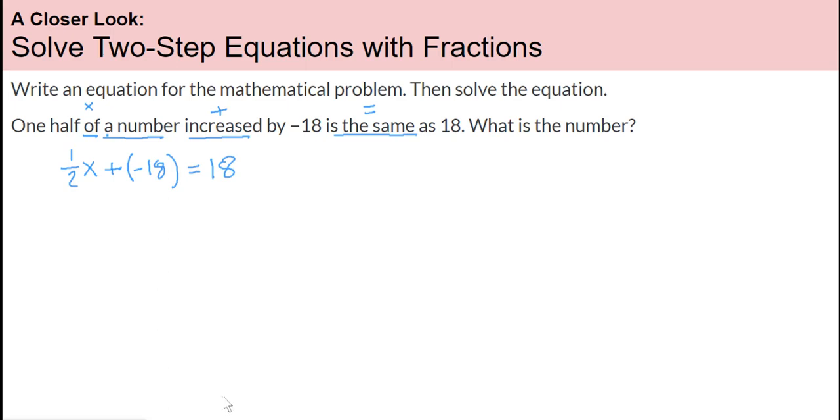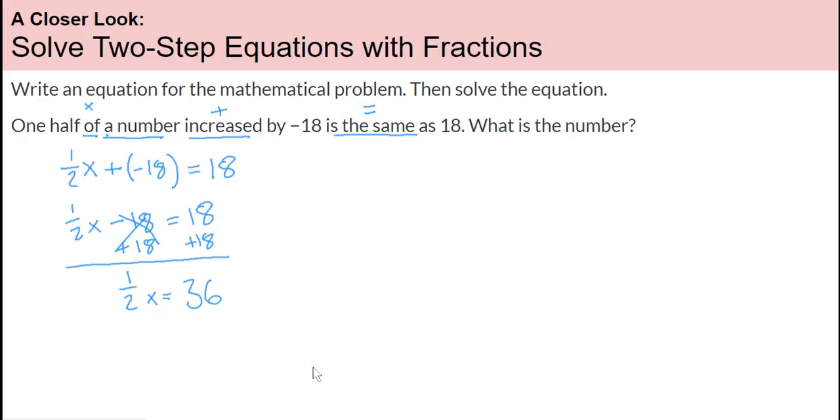What are you going to do first to solve for x? Well, the first thing I would do is rewrite the plus minus here as just a subtraction sign, right? When you add a negative, it's the same as subtraction. What are you going to do next? Maybe you said this in the first question, but we're going to add 18. We want to get rid of this -18, so let's get rid of it. So now I have 1/2 x equals 18 plus 18, 36. What are you going to do next?